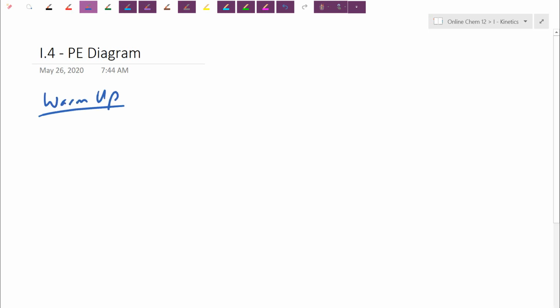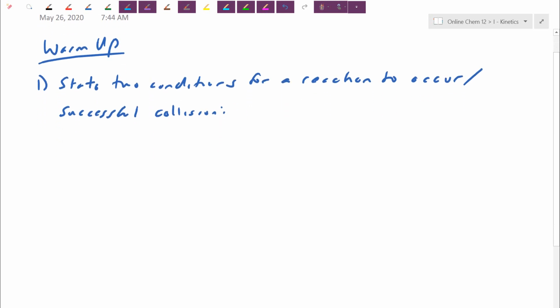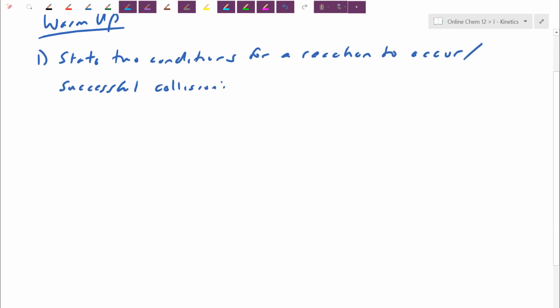I want you to state from collision theory the two conditions for a reaction to occur. Another way of saying that is for a successful collision. So it's under the implication that yes, they have to collide, they have to interact. But what two features? There are a lot of collisions where they just bounce off each other, no reaction. What are the two features that we need?